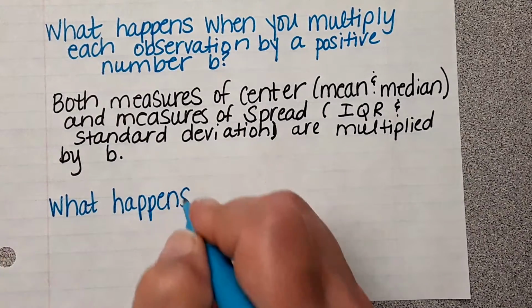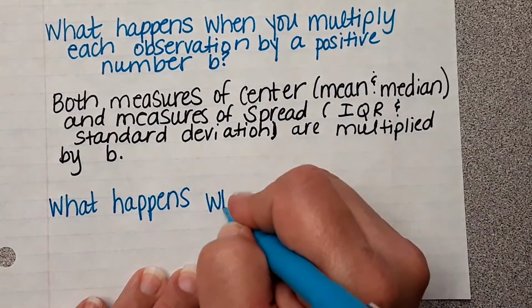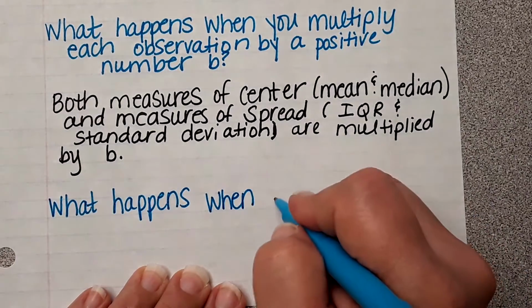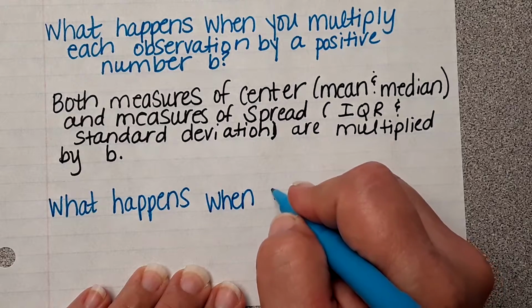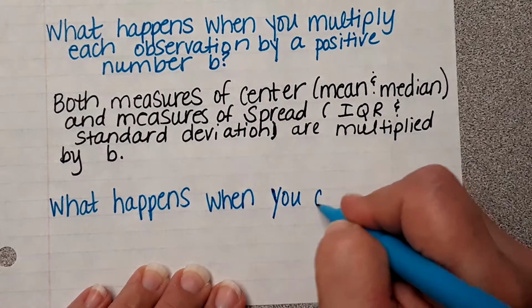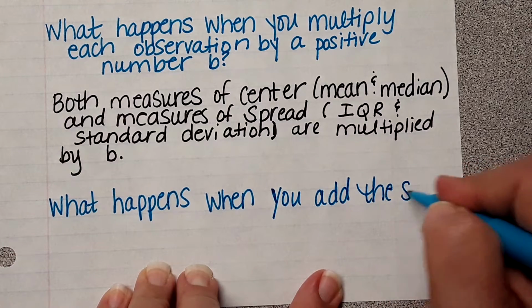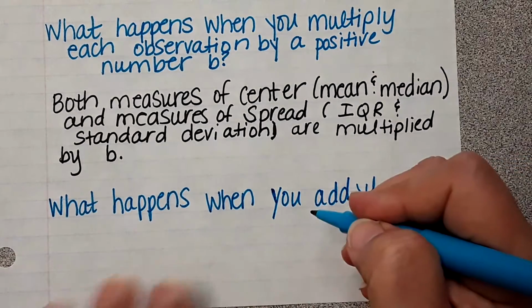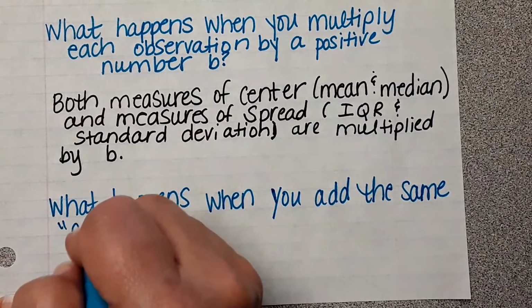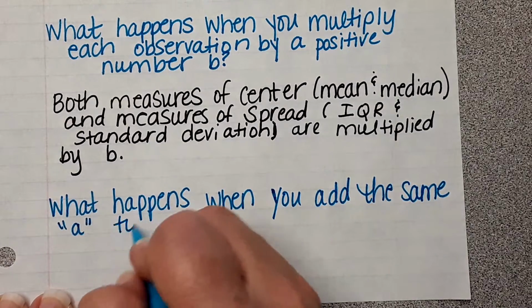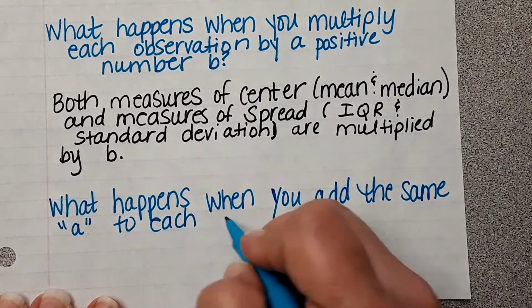What happens when you add the same A to each observation?